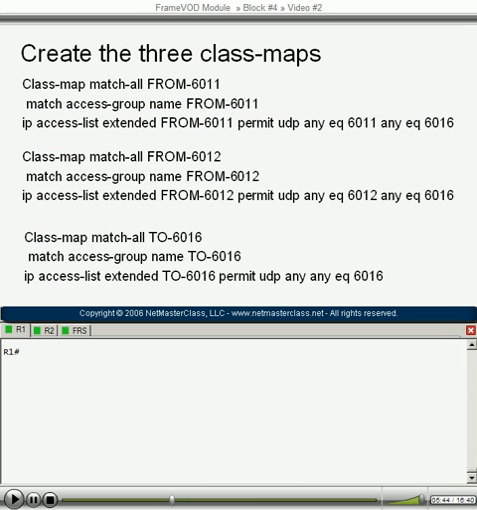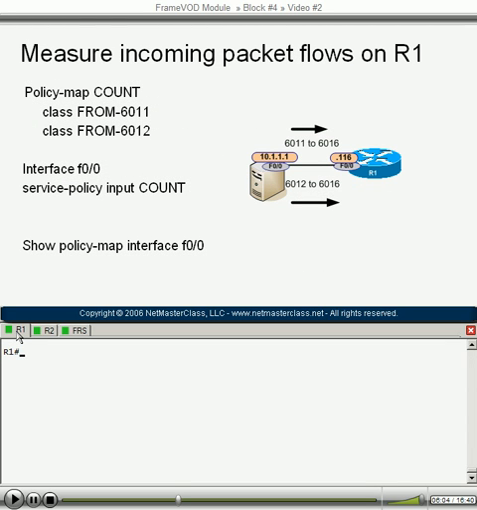Here are the commands that created each of our classes on R1. Note that each match statement references the associated named access list. The access list specifies the source and destination ports for the two classes and just the destination port for the aggregate class, To 6016. To verify these flows and their rates, we have created a simple policy called count and applied it inbound to F0/0. Let's take a look at the results.